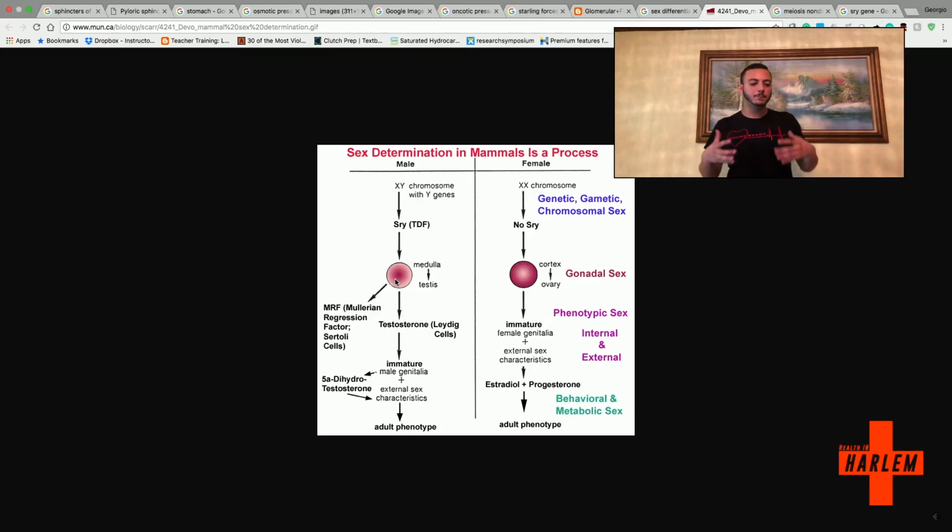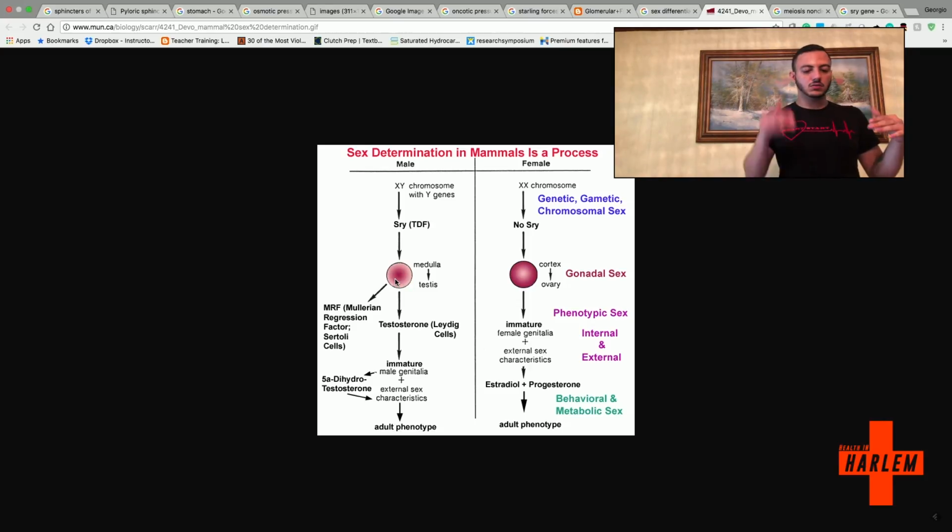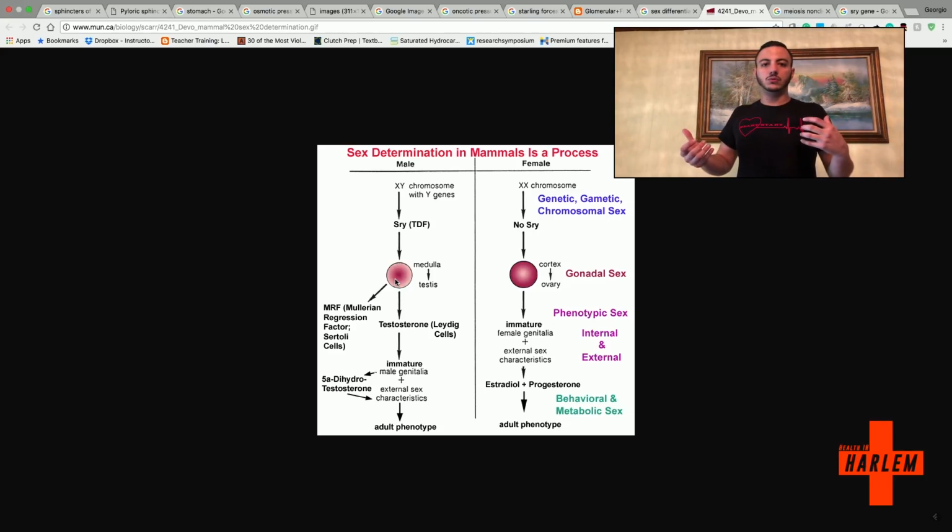So in order to have the proper male phenotype as an adult, you're going to have the XY chromosome, which has the SRY gene on the Y chromosome, which is going to produce testosterone from the testes, which is going to be converted to dihydrotestosterone through your 5-alpha reductase, which is going to cause that external sex characteristics to actually develop. And if these sequential steps are not present, then you will have the development of female reproductive structures and female reproductive behaviors and hormone levels.